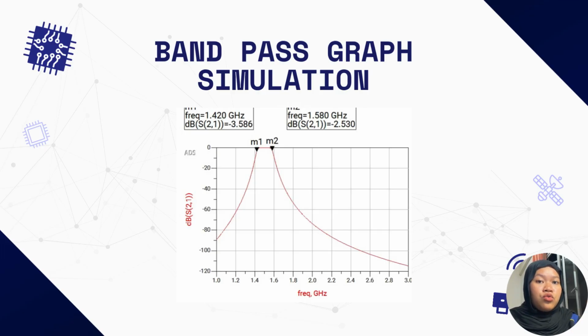Marker 1 is at 1.4 GHz with an insertion loss of negative 3.589 dB, and marker 2 is at 1.580 GHz with an insertion loss of negative 2.530 dB. These points tightly bound our intended 1.5 GHz center frequency and bandwidth of 160 MHz. This closely aligns with our fractional bandwidth calculation. Furthermore, the steep roll-off outside the band pass demonstrates excellent selectivity, confirming that our calculated component values effectively isolate the desired frequency range.